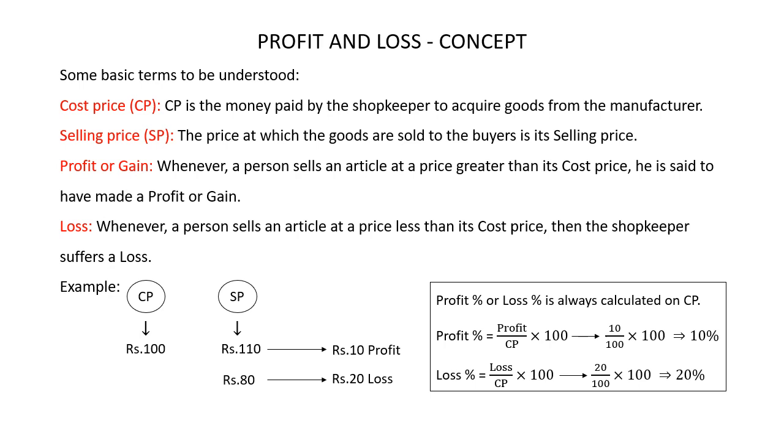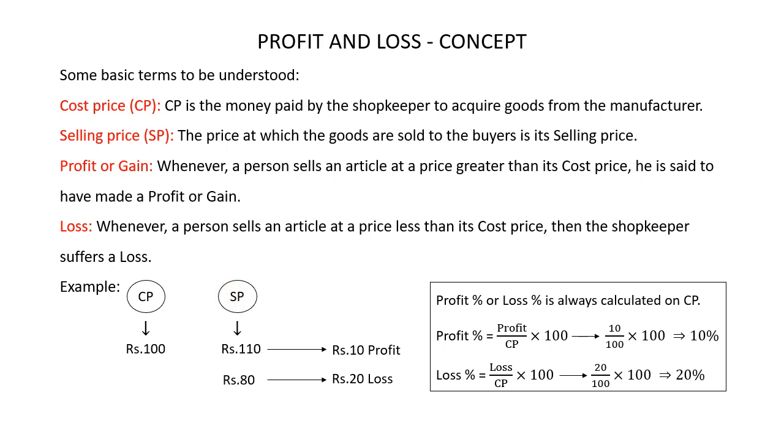So cost price is the money paid by the shopkeeper to acquire goods from the manufacturer. So the shopkeeper pays some money to acquire goods from the manufacturers. That amount is the cost price. Now he sells these goods to his customers at some price. That price is known as the selling price. The price at which the goods are sold to the buyers is the selling price.